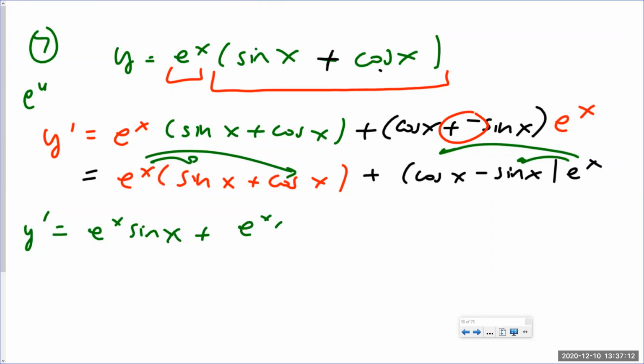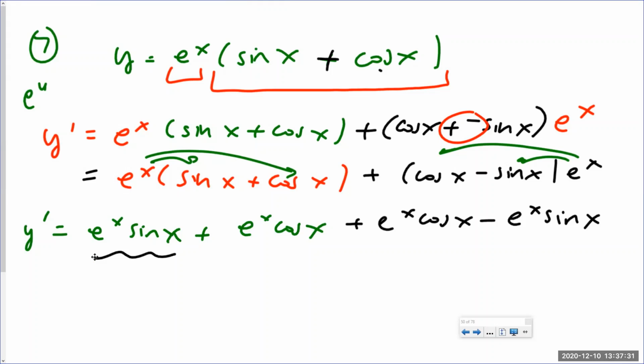This is still y prime, so this is equal to e to the x times sine x plus e to the x times cosine x. Okay, when I distribute this way, I'll get plus e to the x cosine x minus e to the x sine x. There are two things that are exactly the same that are being subtracted. Can you find them? Yeah. If you take e to the x sine x and you subtract e to the x sine x, what do you have to get? 0, right? So that turns out to be 0.